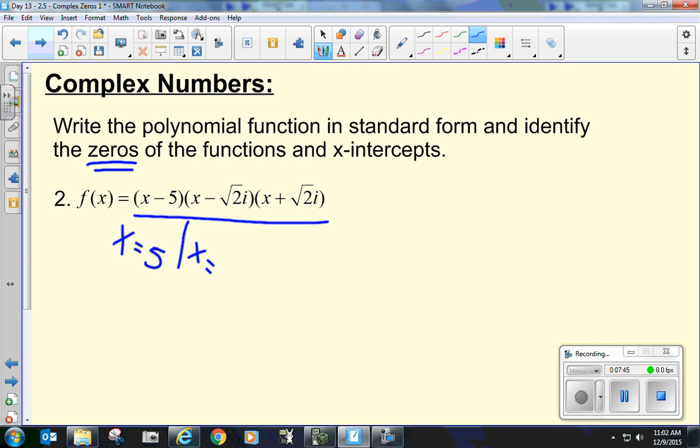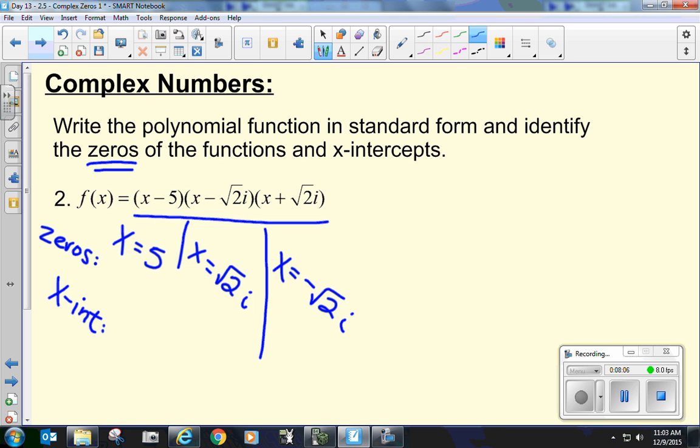Yes. Now this i is outside the radical. We always do the number first. It's radical 2, and then it's i like that. And what's this one? Yeah, that's it. Those are the zeros. Done. And out of those zeros, which ones are actual x-intercepts? 5. That's the only real number there. So that's the only real spot that's going to be touching at the x-intercept. All right? Our x-intercept is 5. Our zeros are 5, and there's radical 2i and negative radical 2i. All right, done. We answered the majority of that question right here.